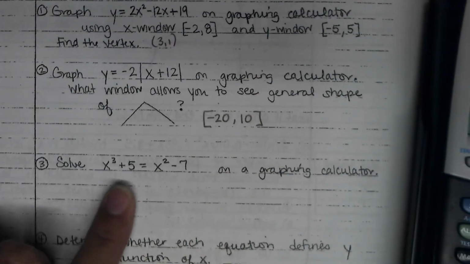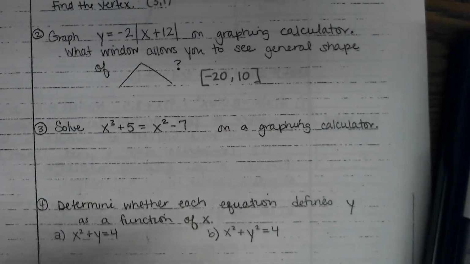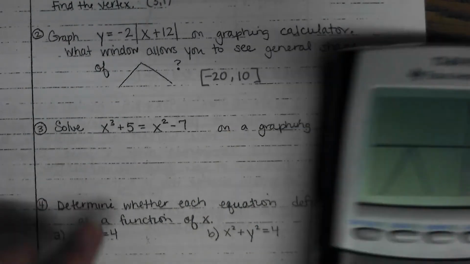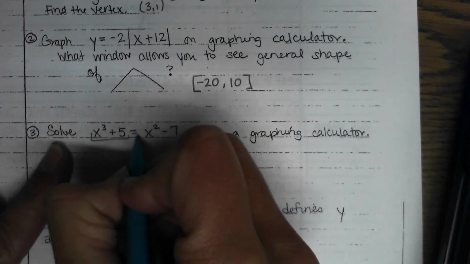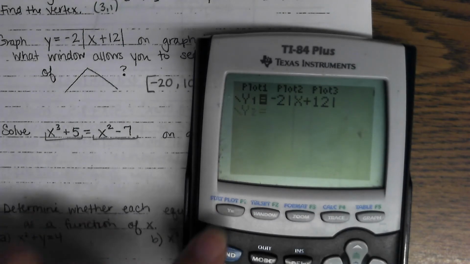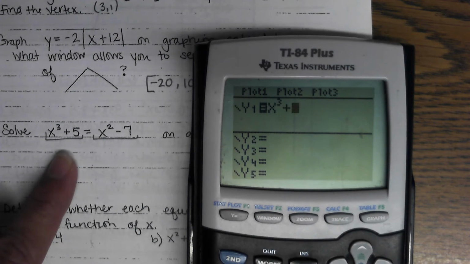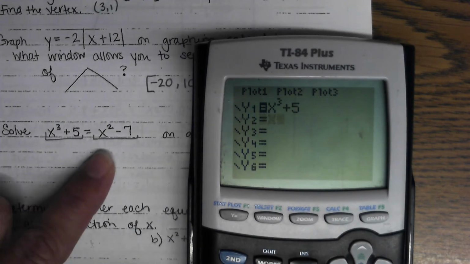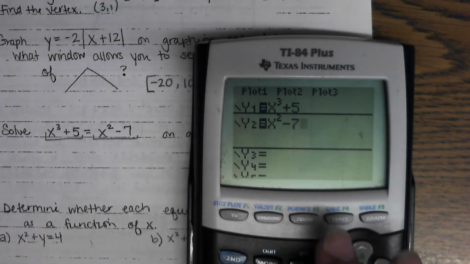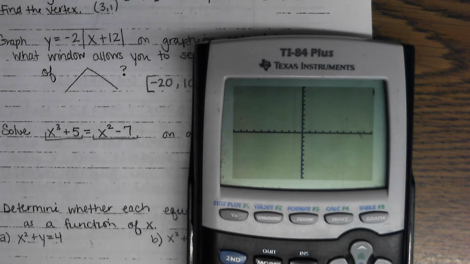Okay, solving something on a graphing calculator. Worst case scenario, you don't know how to solve something. You can just say this is one function, this is another function, and make sure you can figure out the answer from that. So I'm going to plot both of those, x to the third plus 5, and then x squared minus 7. Again, I'm going with zoom 6. Here's my cubic function, and here's my squared one.